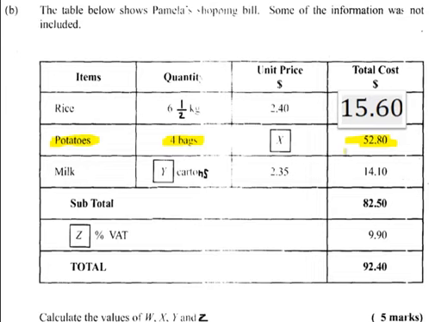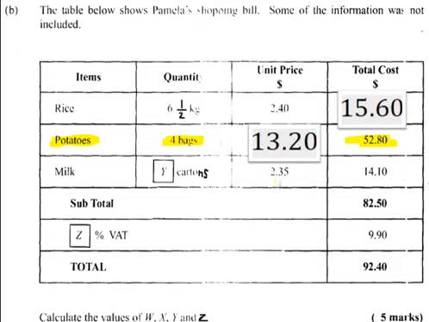Remember, the progression is to multiply the quantity by the unit price to get the total cost. So, all we have to do is to divide 52.8 by 4. Alright, let me give you a chance to do that in the calculator. 52.8 divided by 4 equals $13.20.